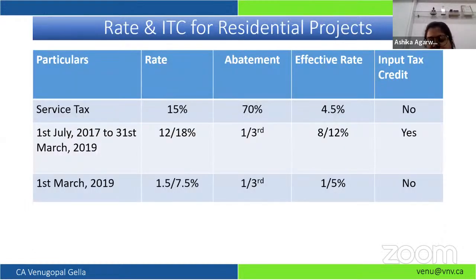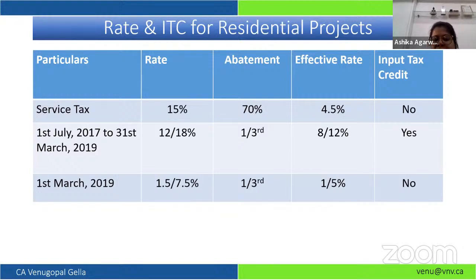Now from 1st April 2019, the rate changed again to 1.5% and 7.5%, for affordable housing and other than affordable housing respectively. The 1/3 abatement is still there, but the effective GST rate became 1% or 5%, but with no ITC.